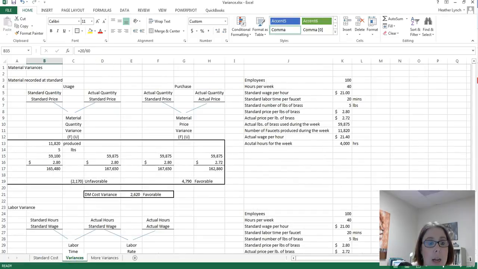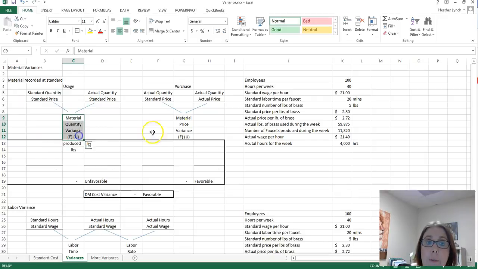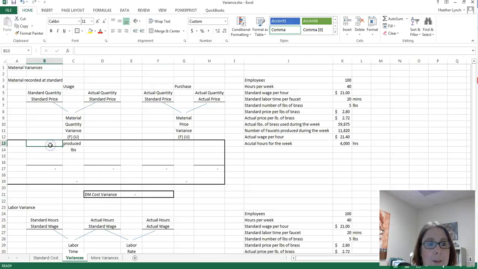Let's go to this page where now I'm actually going to do material variance and labor variance. So I can figure out my usage, my material quantity variance, whether it's favorable or unfavorable, and my material price variance. Then this would be my total direct material cost variance, and I can determine whether it's favorable or unfavorable.